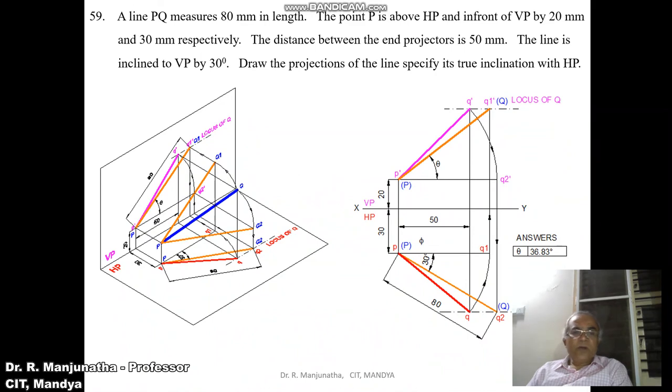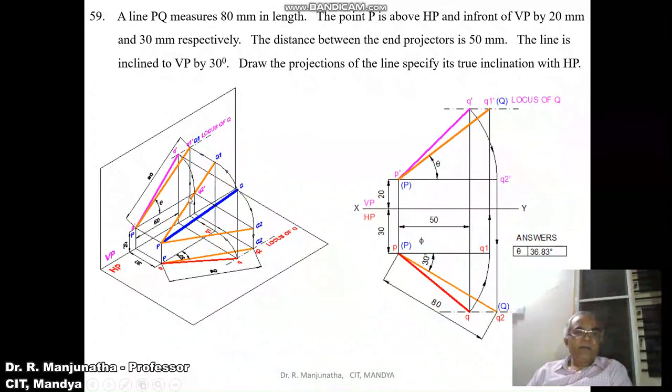So how? You know this line is parallel to HP, so you are getting the true length here. When you look from the front view, P is here, p dash, and q2 dash will be seen here. So the line is parallel to HP. But now you have the front view for this true length line, PQ2. But actually the front view q2 dash will not be on this. Instead, it will be on the end projector line.